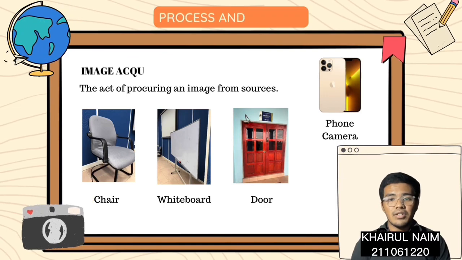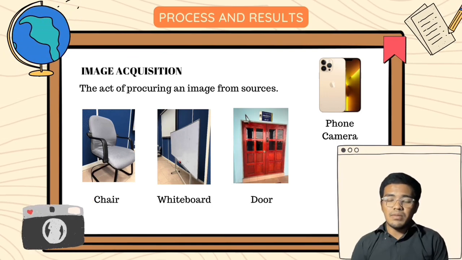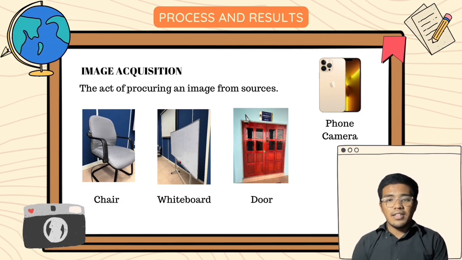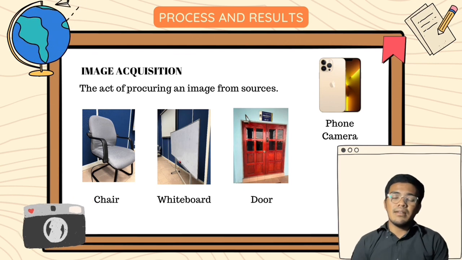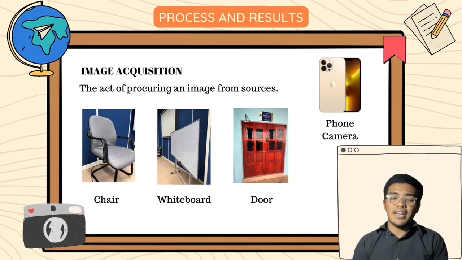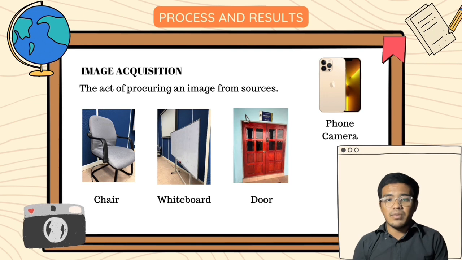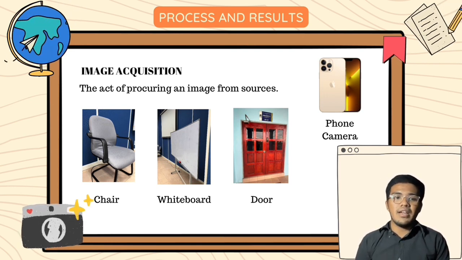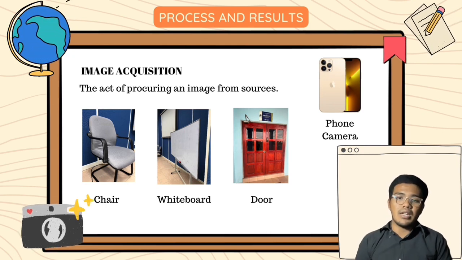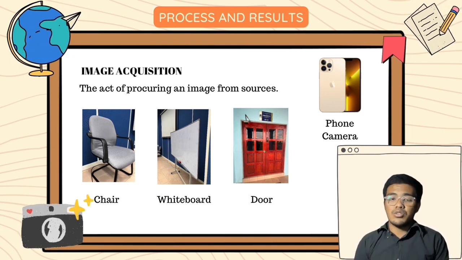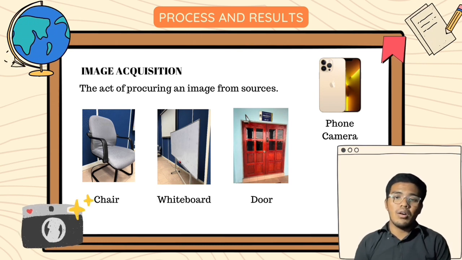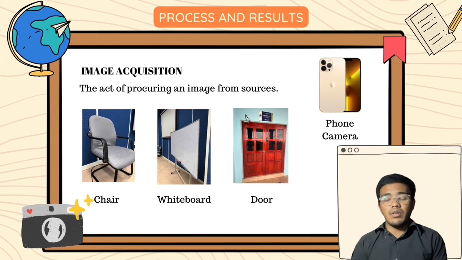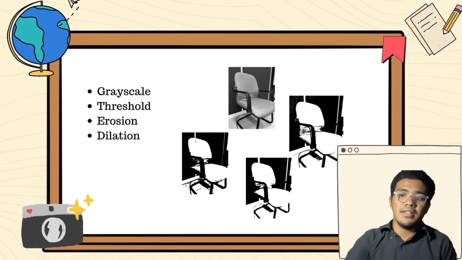Based on a machine vision concept, we have been through steps and processes in order to complete the classroom recognition. First thing is image acquisition. Image acquisition can be defined as the act of procuring an image from sources. Our source is basically the classroom environment itself, and we need to get the image based on our target objects or instruments in the classroom, such as door, chair, and whiteboard. We procure the image by using our own phone camera to capture those instruments.